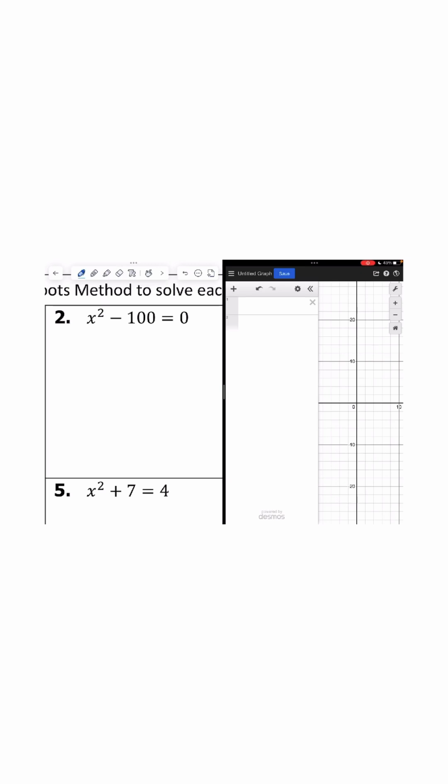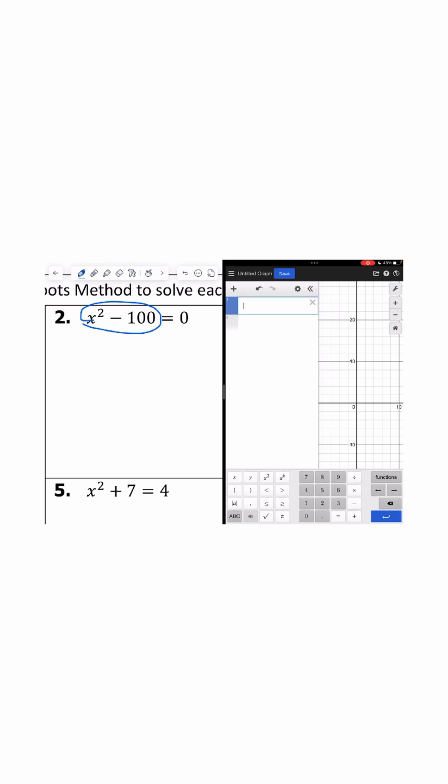So we're going back to number 2. I skipped over from 1 to 3. I wanted to show you that one by hand. For number 2, I'm going to plug this into Desmos and show you how we can solve it. So I'm going to plug this into our calculator, and it'll be x squared minus 100.